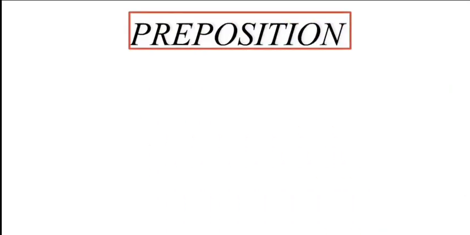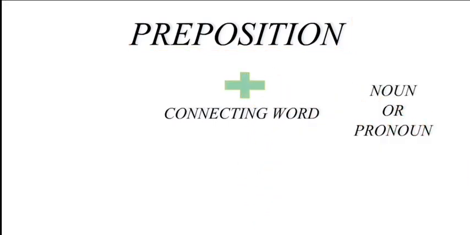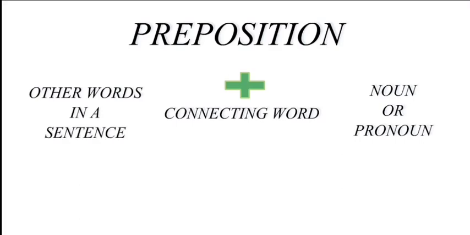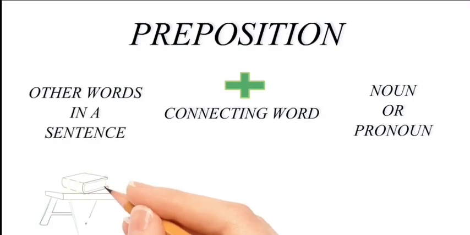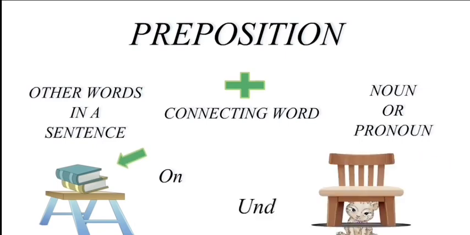Alright, let's take a look at what a preposition is. A preposition is a connecting word placed before a noun or pronoun to show the relationship of the noun or pronoun with other words in a sentence. For example, the book is on the table. The cat is under the chair.